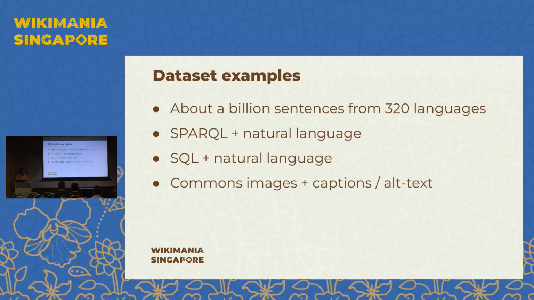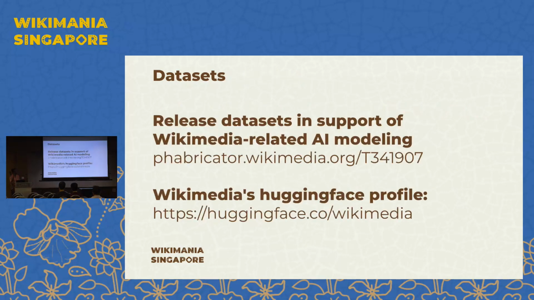So that's one thing. And then there is an experiment to create a data set of SPARQL queries and corresponding natural language questions. Similarly, SQL. And then there are some examples of data sets related to comments, images, captions, and so on. These are some of the early data sets we released. If you go to the Phabricator link I mentioned earlier, this is also present in the Phabricator ticket for this session. So you can get all these data sets if you are interested in using them and training some models for various purposes.